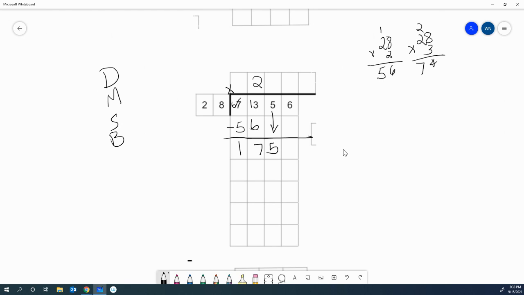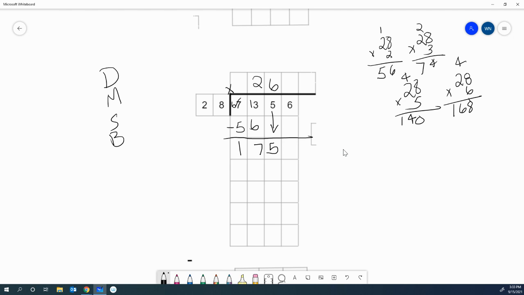You can always use the work from previous problems. So 28 times 5. 5 times 8 is 40. 2 times 5 is 10. Plus 4 is 14. I bet it can go in 6 times. Let's try it. 6 times 8 is 48. 2 times 6 is 12. 13, 14, 15, 16. Yep. So I know that 28 can go into 175 6 times.